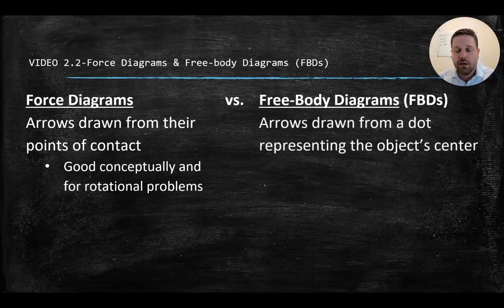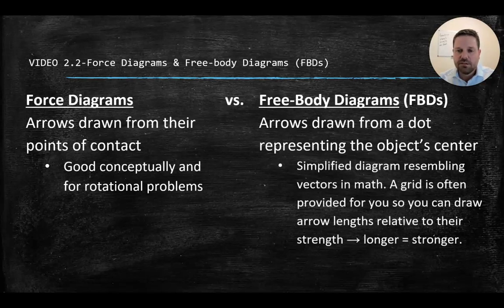Free body diagrams are just drawn from the object center. So we abbreviate the object as a point, maybe at its center, right? And we draw all the forces acting on the object's center of mass. This is a simplified diagramming. This resembles a lot of what we would do with vectors from pre-calculus, especially, and into calculus. This way you'll see a grid, as we're going to do an example here in a moment, that can be provided to you where you then show longer arrows to represent stronger forces or larger magnitudes.